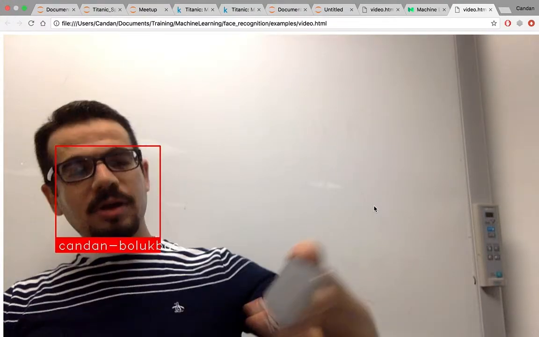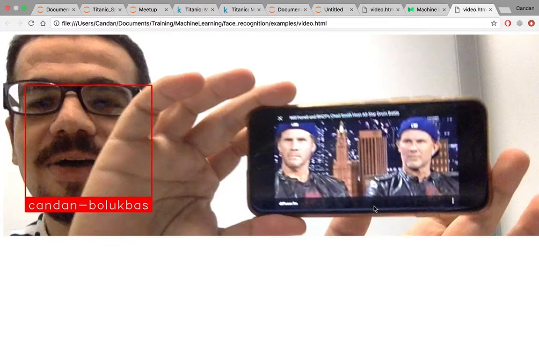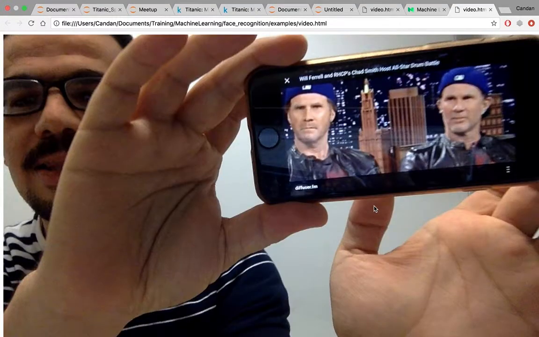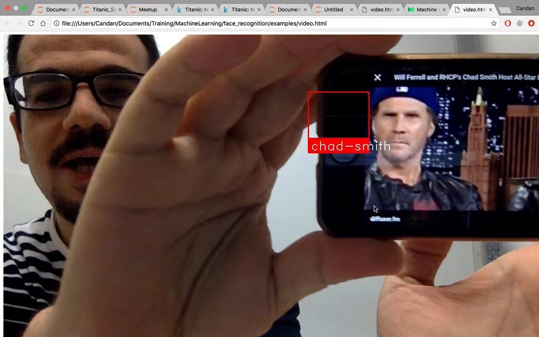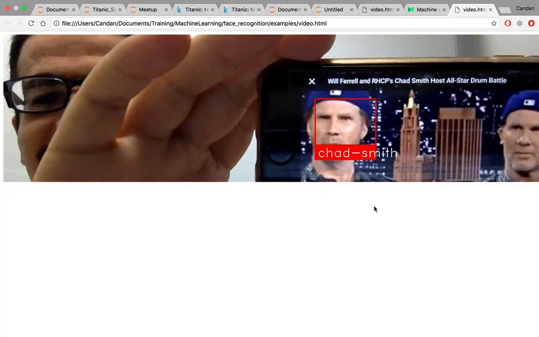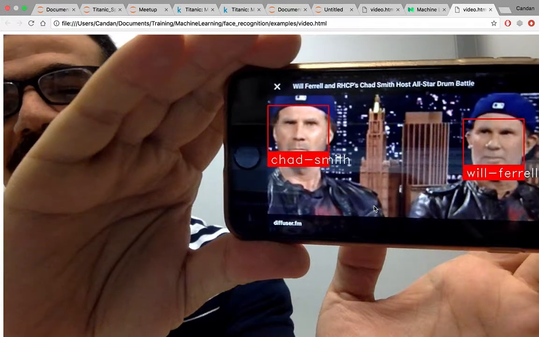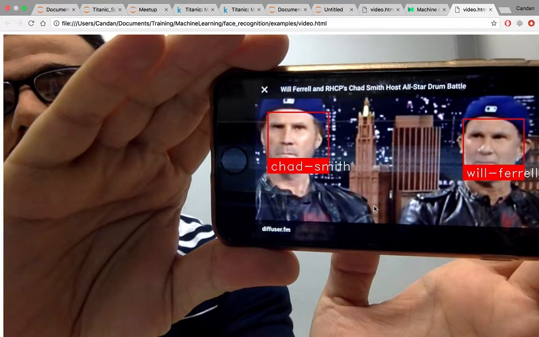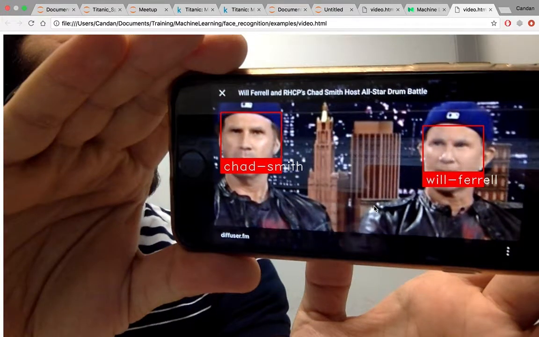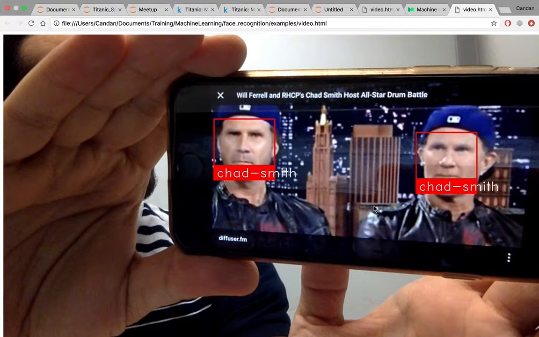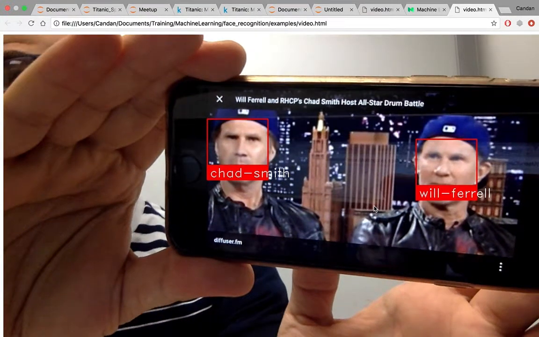So, can you guys tell me which one is Jimmy Fallon? No, right? But let's see if our algorithm can detect them. Not bad. We have Chad Smith here. Yeah, there we go. So it is really hard for us to detect when they are in this position. See that? They are really similar, but still the algorithm can detect because the points that represent these two guys are different from each other.